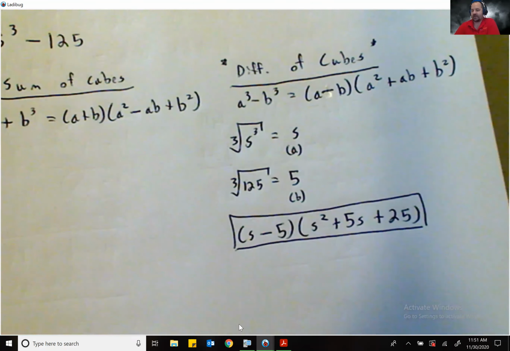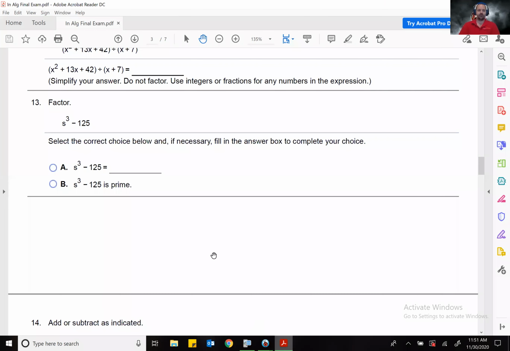So you got to know how to factor cubics. Any questions about number 13? No. All right, number 14.